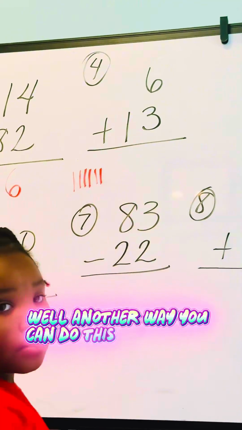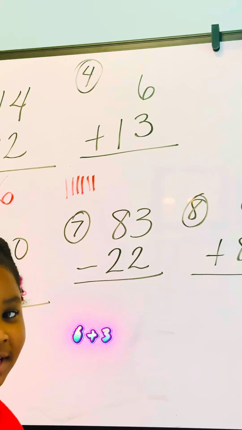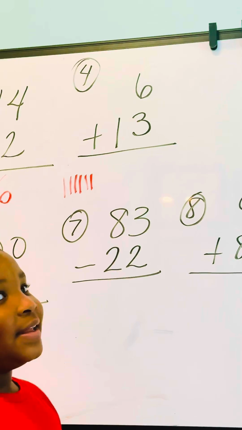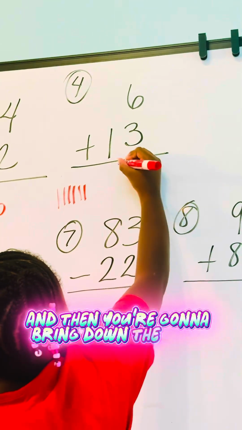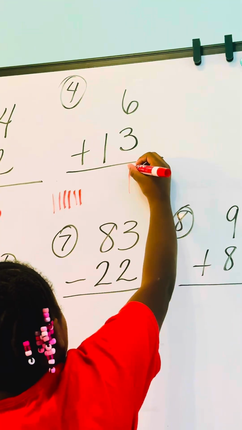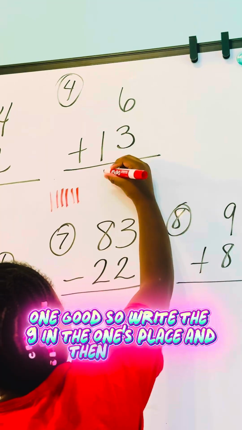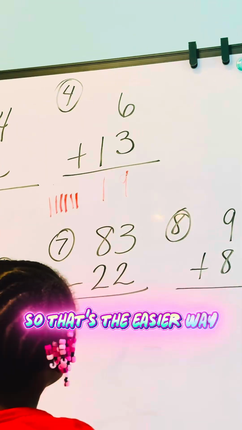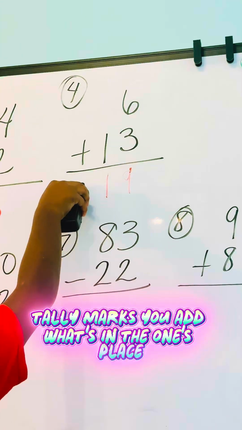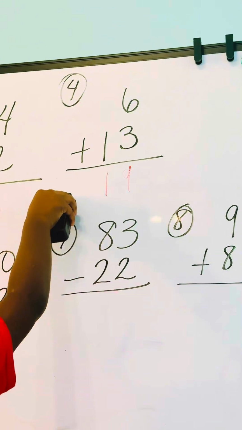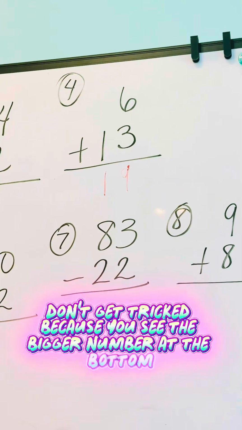Well, another way you can do this is add the 6 plus 3. What is 6 plus 3? 9. So write the 9 in the ones place, and then you're going to bring down the what? What's 1 plus 0? 1. Good. So that's an easier way to do it than making a whole bunch of tally marks. You add what's in the ones place, and then you add what's in the tens place. Don't get tricked because you see the bigger number at the bottom.